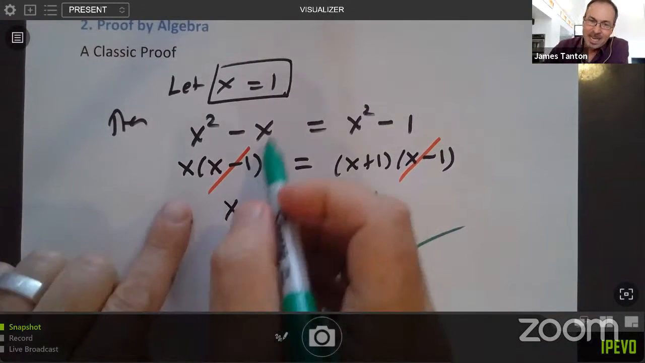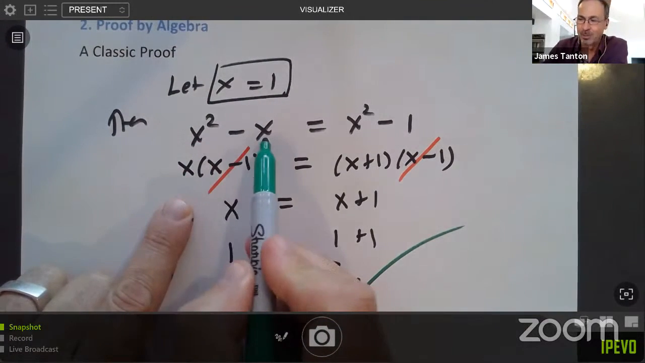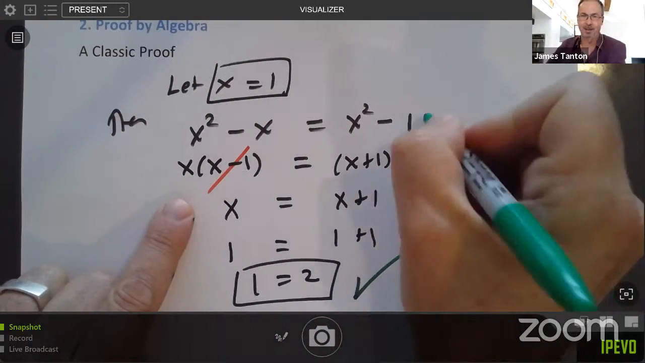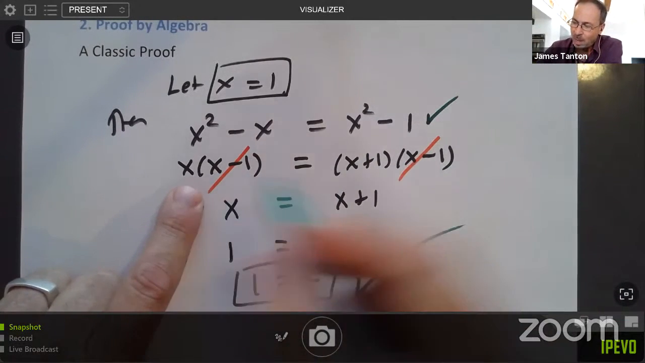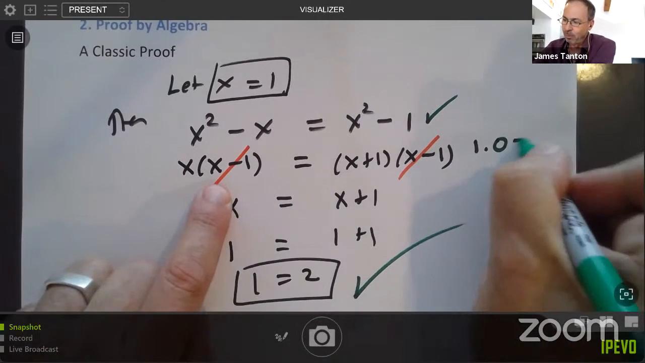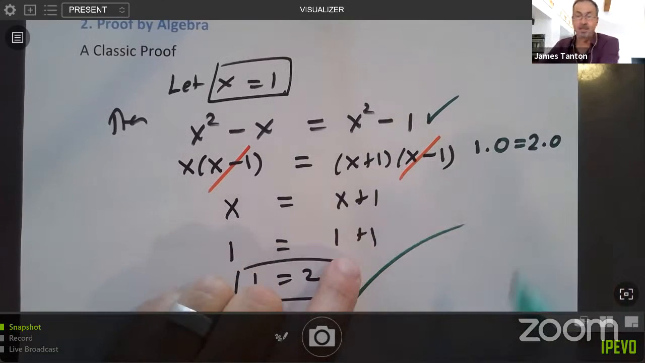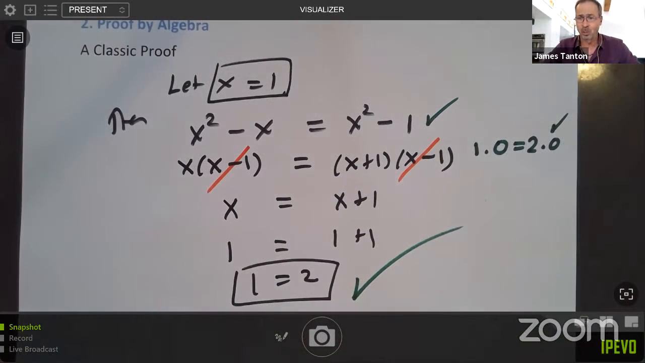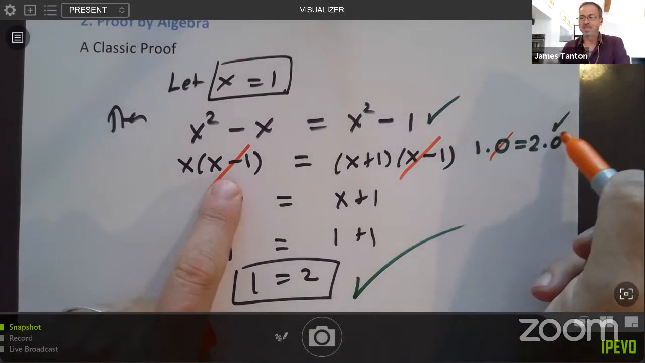You're right. We said x equals 1, and it's true that 1 squared take away 1 equals 1 squared take away 1. There's nothing wrong with that line. And this line is actually correct as well, because it's saying that 1 times (1 take away 1), 1 times 0, equals (1 plus 1), 2 times (1 take away 1), 0. That's actually correct. 1 times 0 does equal 2 times 0. But look what I did. I divided both sides by x minus 1. I divided by 0.